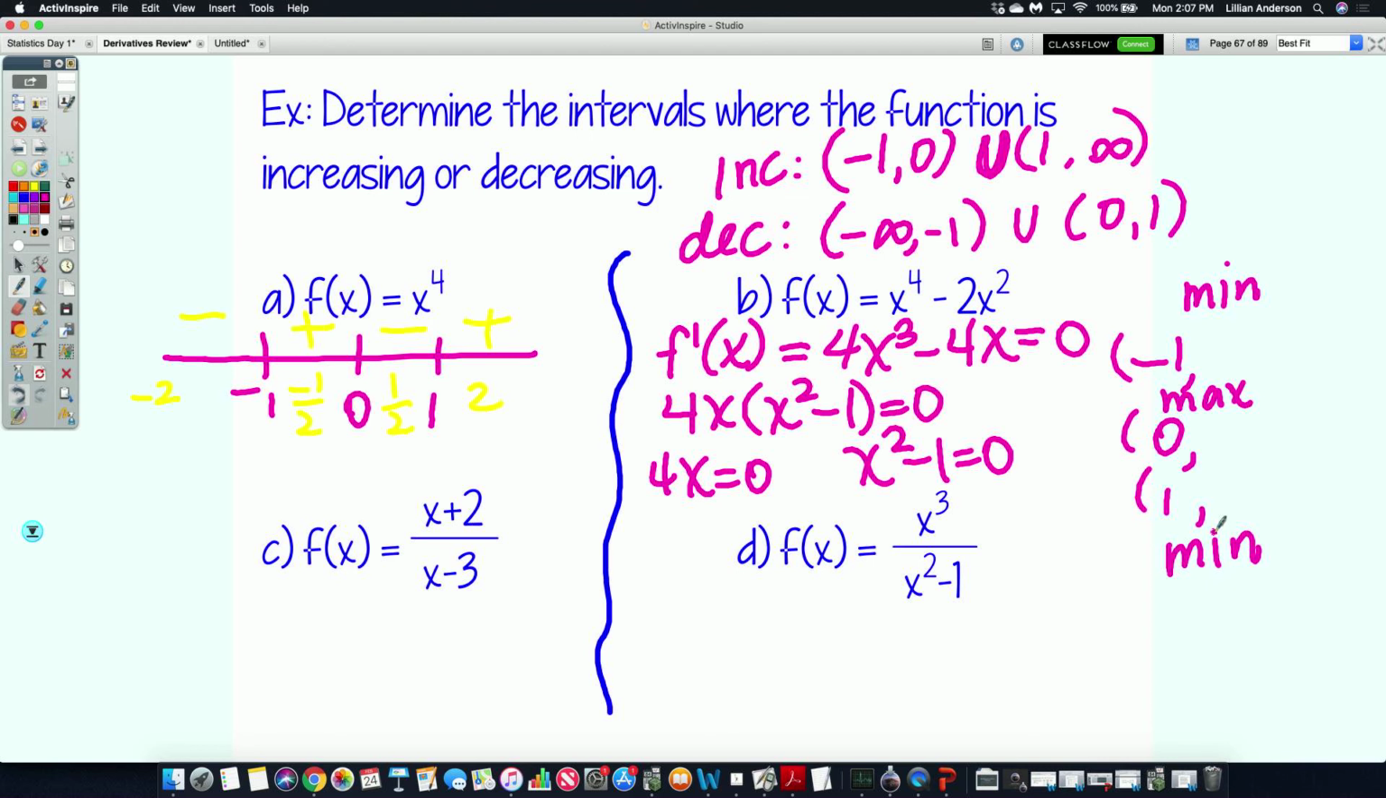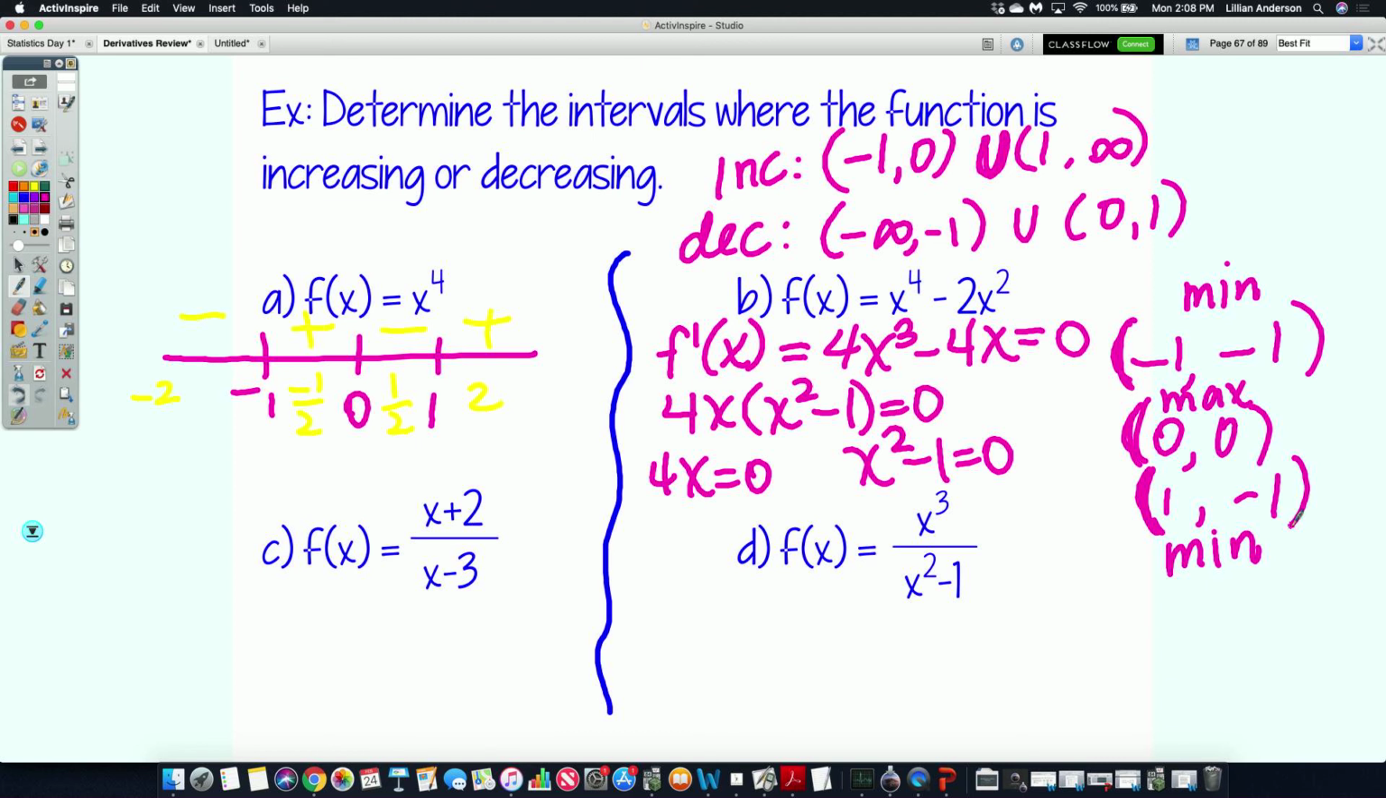So -1 to the 4th power is +1. Yes, you plug all of these points into the original to find any point that's on your original function. So that becomes 1 minus 2, which would be -1. So -1 is a min. When I plug in 0, that's going to give me 0. When I plug in 1, it's going to give me -1. That's how I do that one.